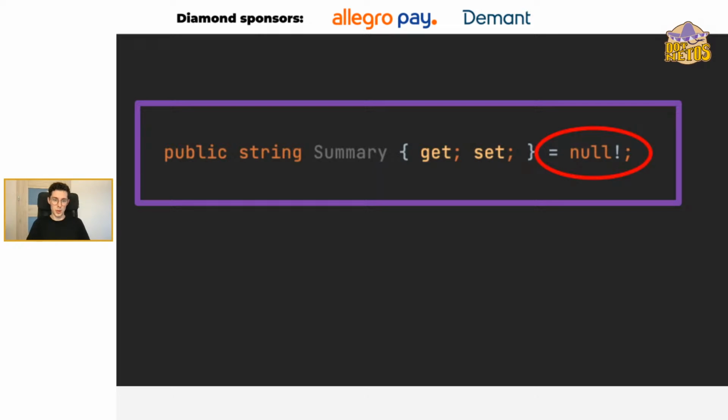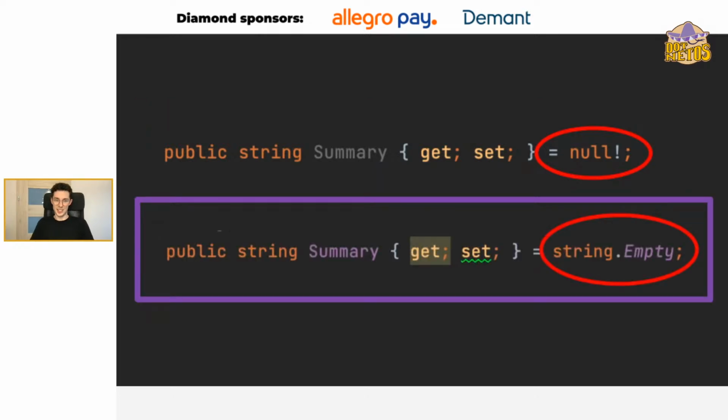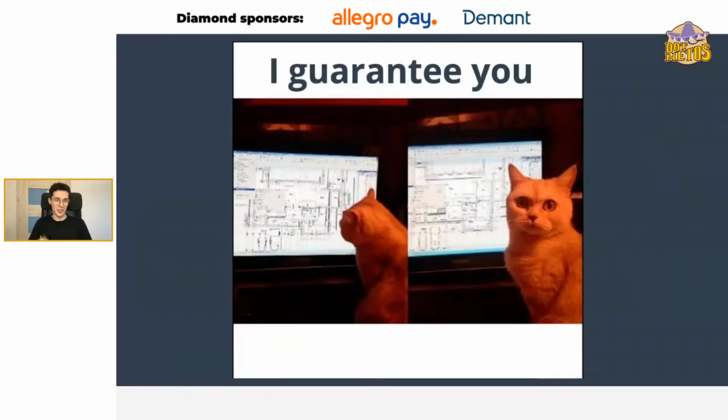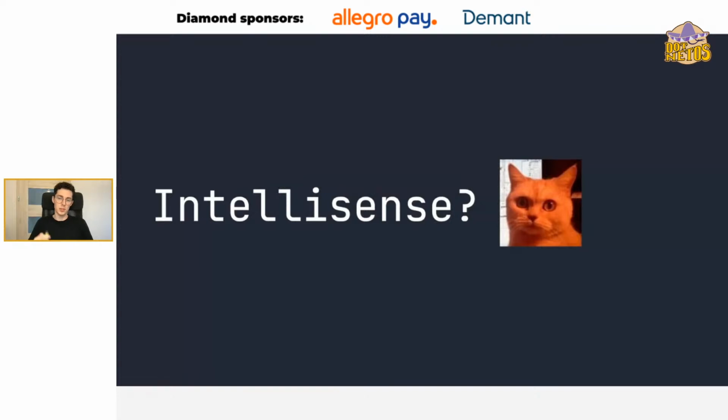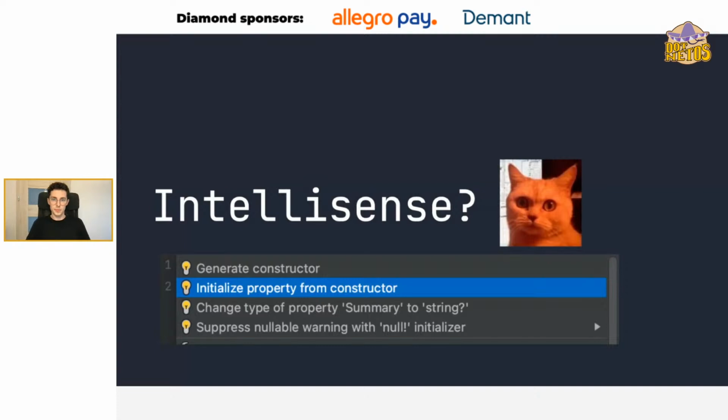And you know what's worse about this one is that you can do the string empty and fill this with empty text, and those two are actually quite fine. And at this point, I really wish we all feel the same way, that I guarantee you it's gonna blow up. So what about the IntelliSense? Maybe go one more time and see what else do we have here. And the second one isn't that bad, right?